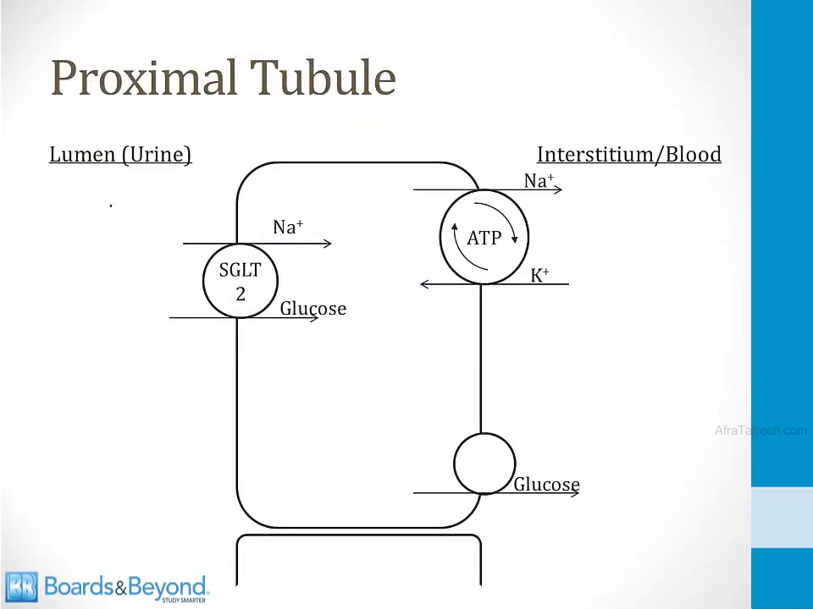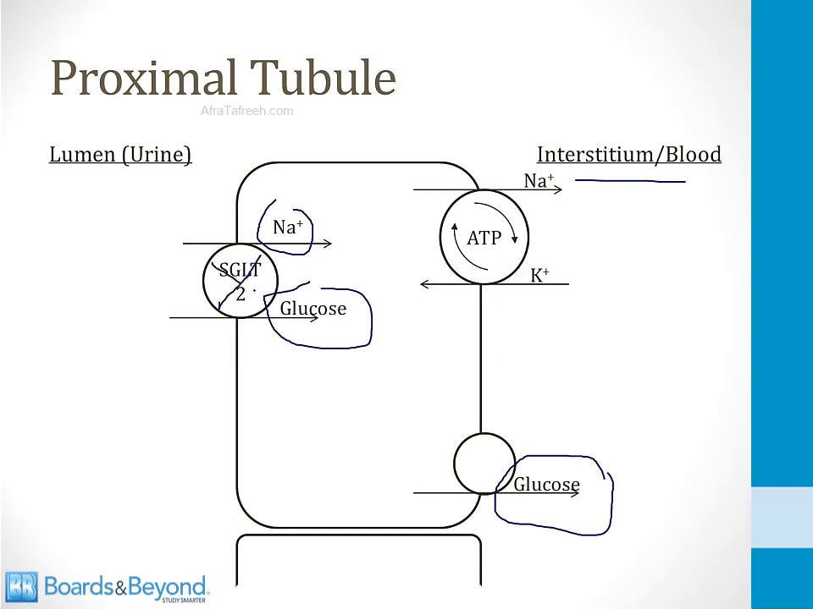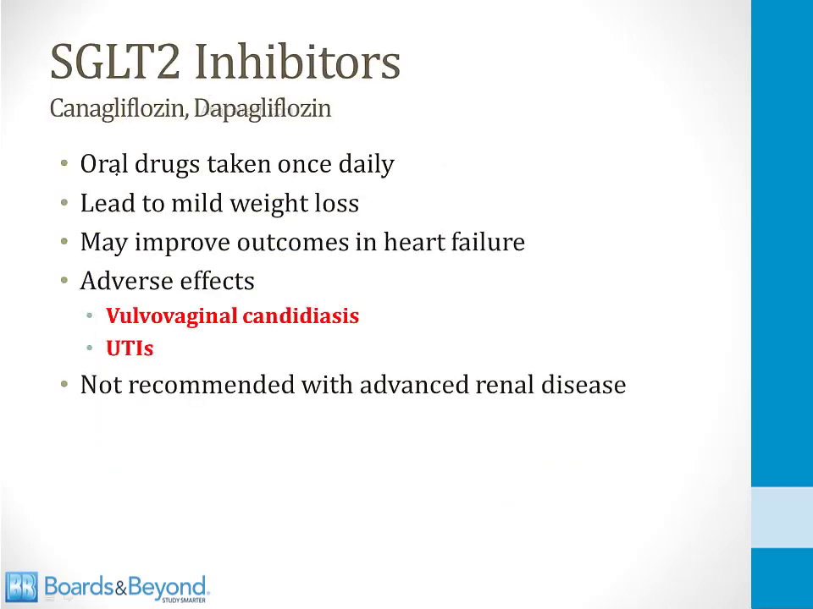This is a picture showing the reabsorption of glucose from the urine. SGLT2 reabsorbs glucose along with sodium. There is then another transporter which transports glucose into the tissue interstitium and blood. So if you inhibit SGLT2, then glucose will be left in the urine and it will exit the body with the urine. These drugs are relatively new and they're very expensive, so for that reason you may not see them used very often. They are oral drugs that are taken once daily.